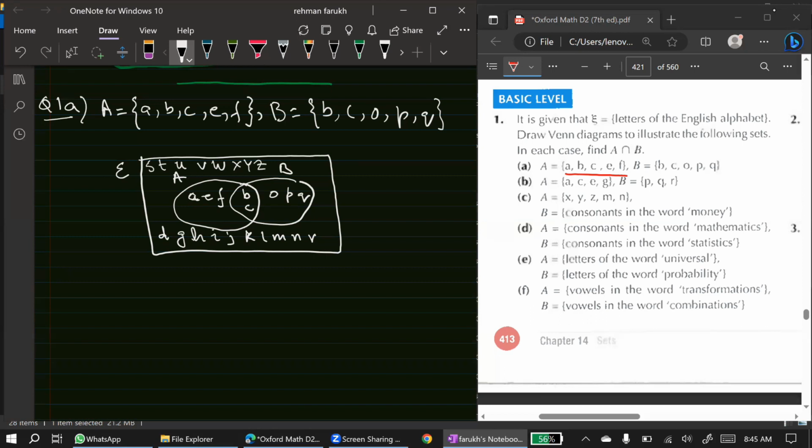Now this one is the Venn diagram representing the two sets. Now we can highlight the intersection. Yes, we can highlight the intersection portion, and in the intersection portion the elements are B and C. So the requirement is to find out A intersection B, and this one is the A intersection B.